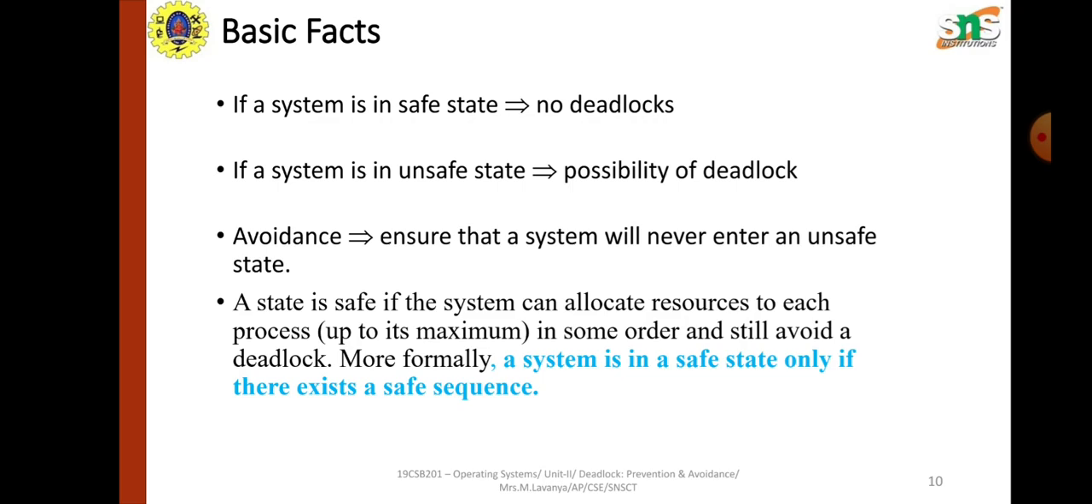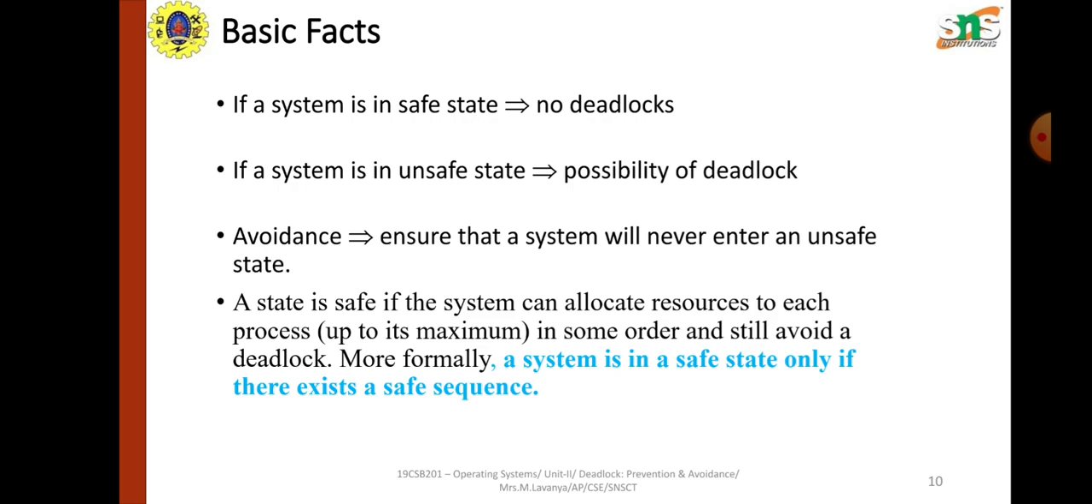If a system is unsafe, then there is a possibility of deadlock. We can't assure that if the system is unsafe, there will surely be a deadlock. That is not the scenario. The only conclusion we can draw from an unsafe state is that there is a possibility of deadlock. And deadlock avoidance must ensure the system will never enter into an unsafe state. If a system is always in a safe state, we can assure that the system is deadlock free. So, deadlock avoidance must ensure the system never enters into an unsafe state.